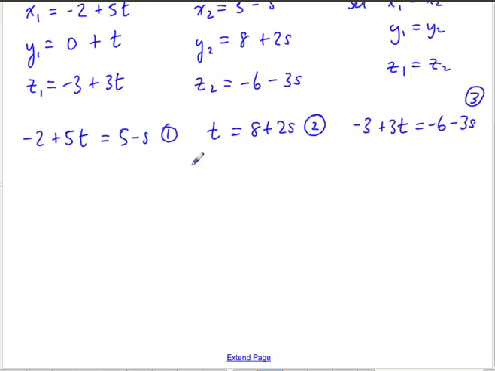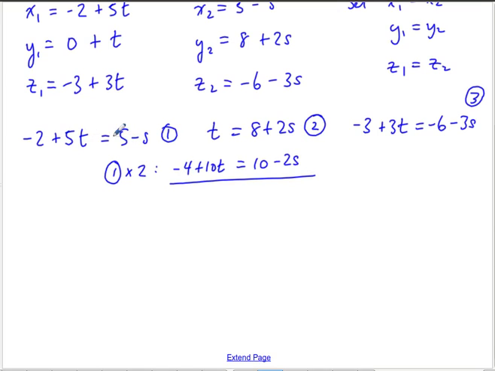So when I take a look here, if you're someone who likes to do substitution, it seems pretty obvious that you would use equation 2 and you would substitute it in. I'm a fan of elimination, and so in that case, I see a negative s here and positive 2s there. So I'm going to take equation number 1 and multiply it by 2. So that gives me negative 4 plus 10t. That's the left side times 2. And the right side times 2 becomes 10 minus 2s.